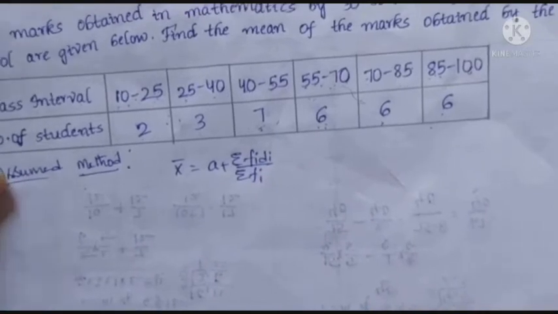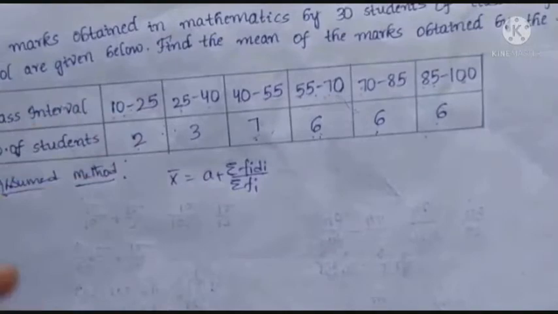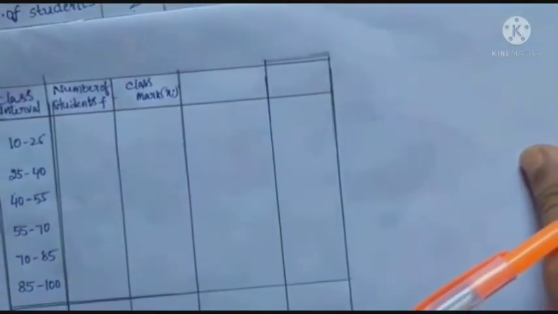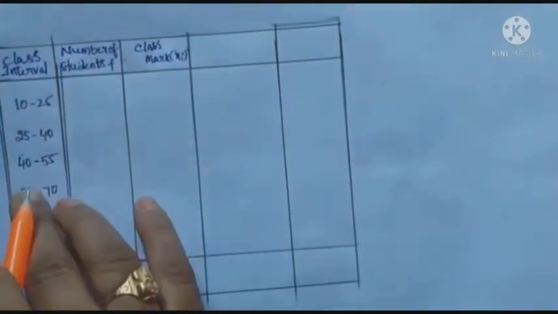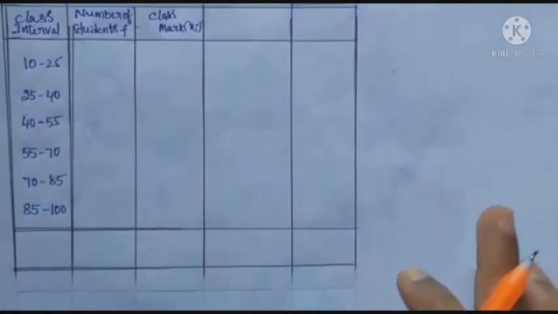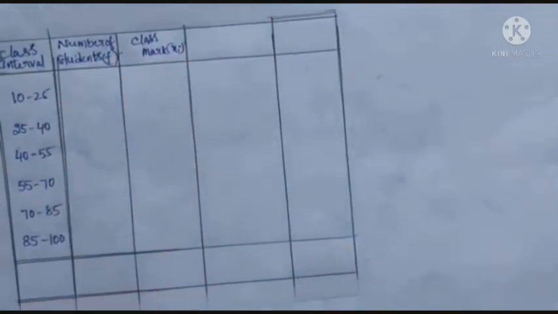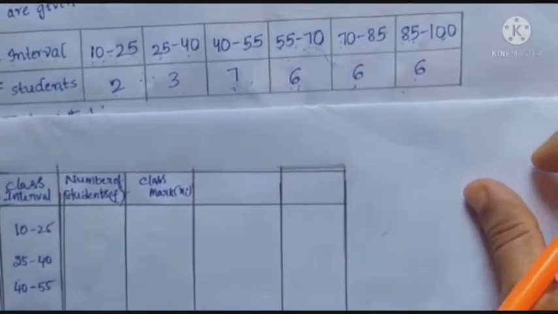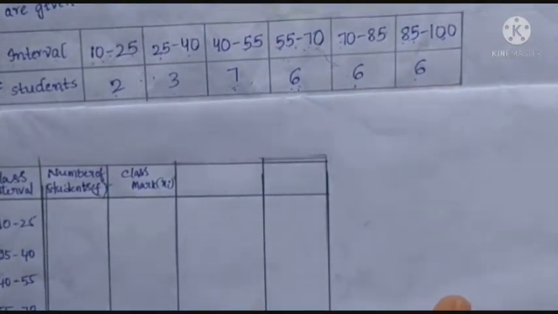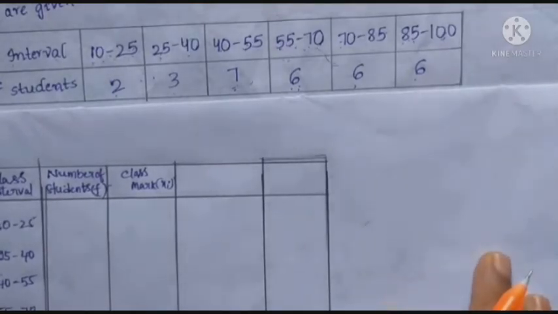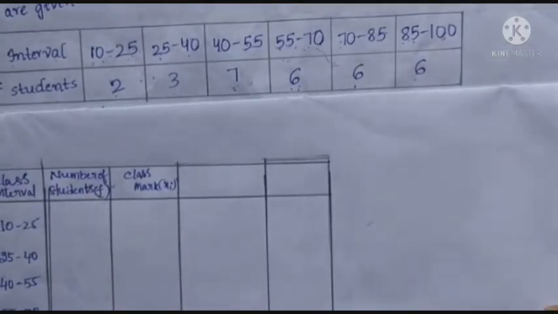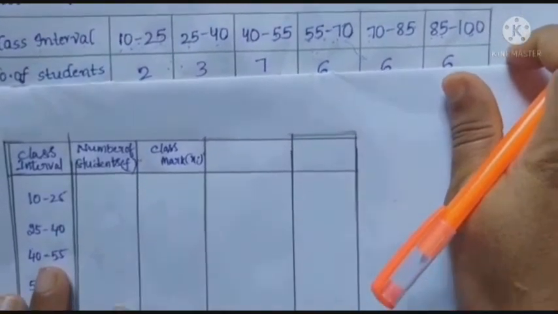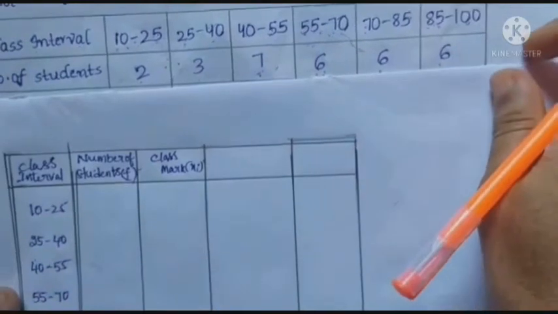So from this data, form a new table. The first column is class intervals, the second column is number of students, the frequencies, and then class marks xi. Already we learned in the first method, the direct method, how to find the mean. Now we have to find the mean in the assumed mean method. This is the same as the direct method. For the class interval 10 to 25, the frequency is 2.